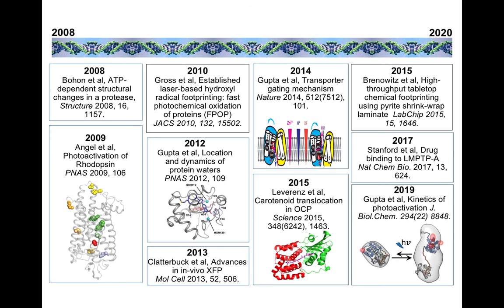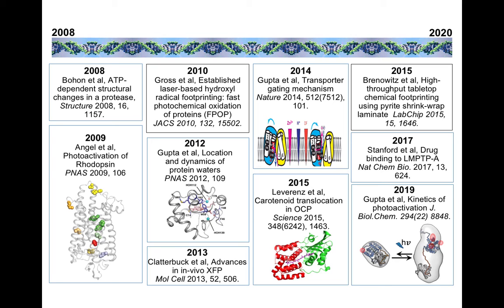So since its invention, X-ray footprinting has been used to look at a number of different protein systems. It's been used to look at ATP-dependent structural changes in some proteins. It's been used to look at photoactivation of some membrane proteins. It's been used to look at transport or gating mechanisms in membrane proteins, how ions are shuttled across a membrane. It's been used to look at the dynamics of waters surrounding and within a protein. It's been used to look at structural changes in ribosome assembly in cells.